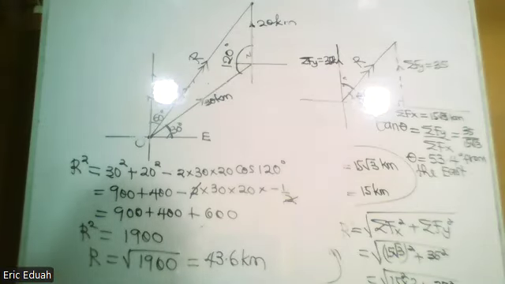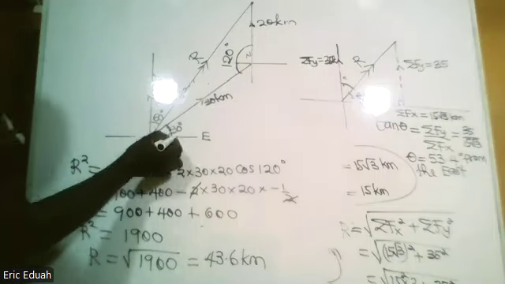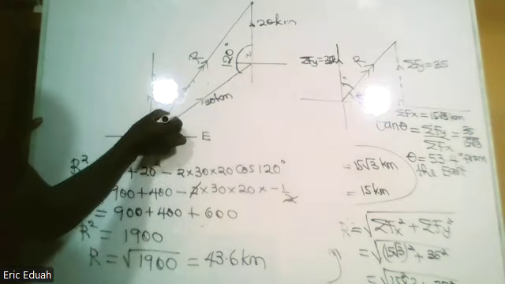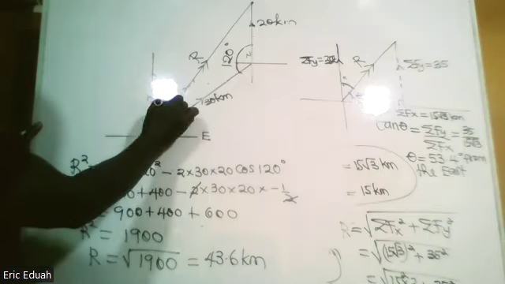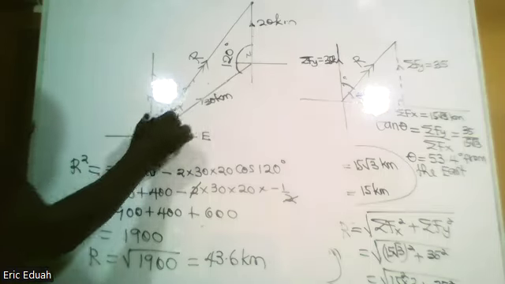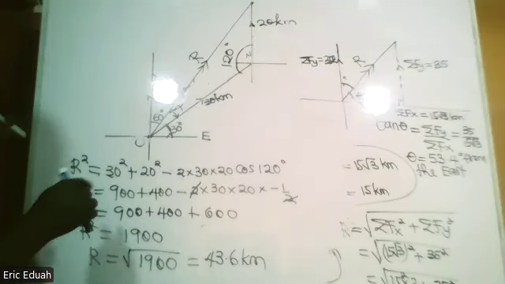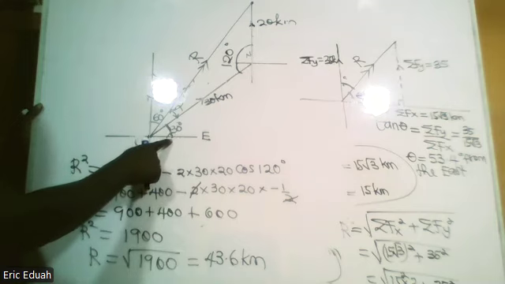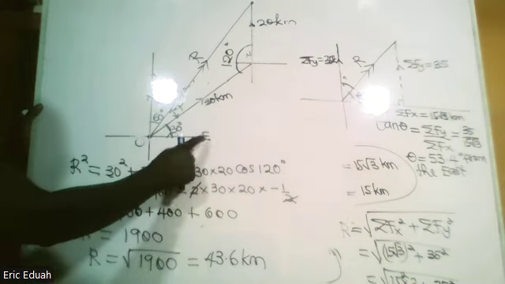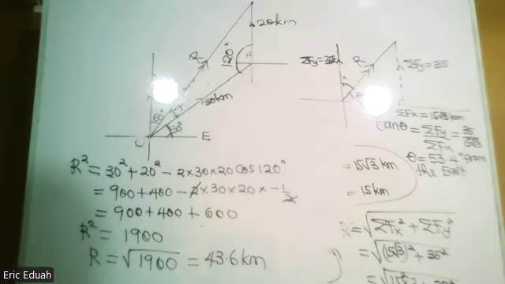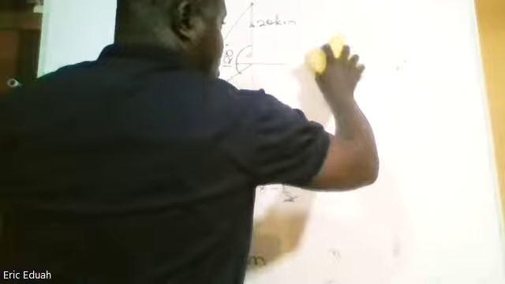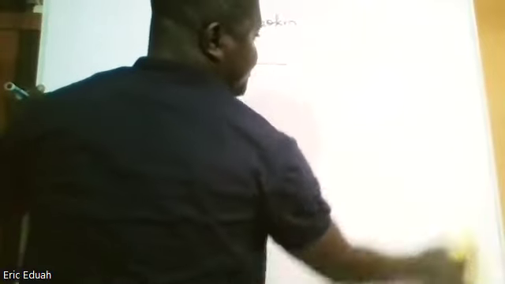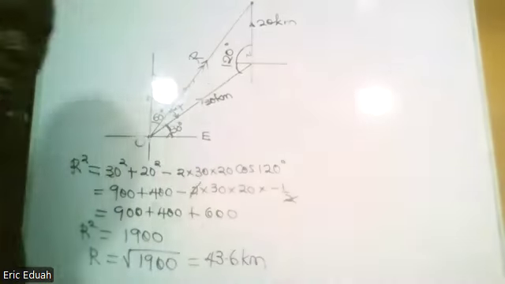The direction. How do we determine the direction? We are looking for the angle first. We must find this angle. Because we know this angle to be 30, when we get this small angle we are representing as alpha, we can easily add that to 30 degrees to determine the angle it makes with the east or the x-axis. Using sine rule, we can easily find it, or even the same cosine rule would also help us.